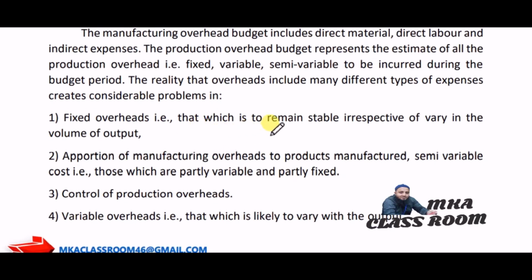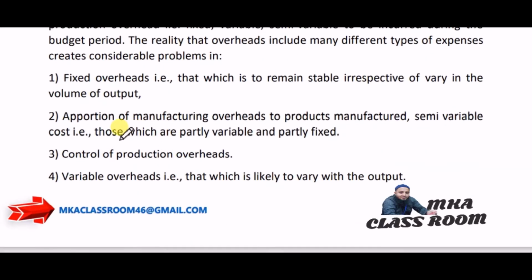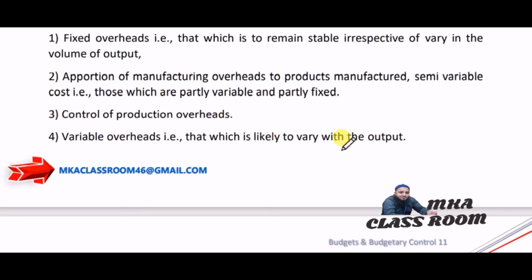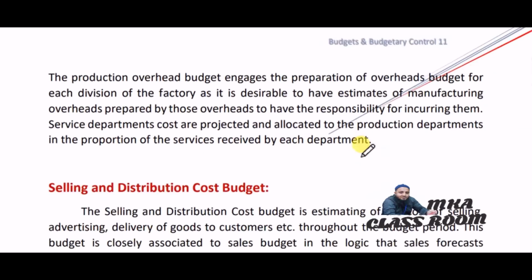First, fixed overheads, which remain stable irrespective of variation in the volume of output. Second, a portion of manufacturing overheads goes to the products manufactured, semi-variable costs, those which are partly variable and partly fixed. Control of production overheads: variable overheads are likely to vary with the output.